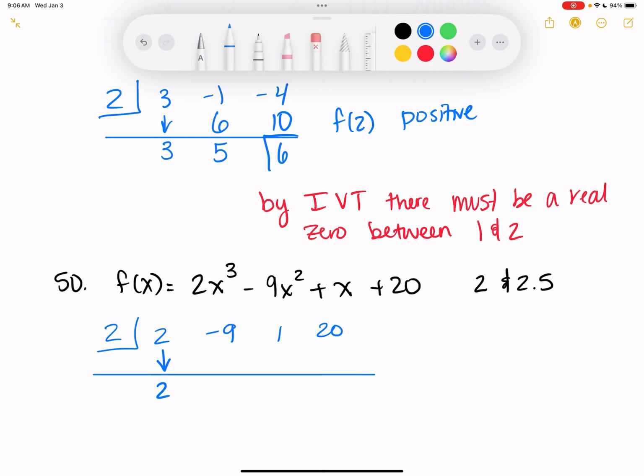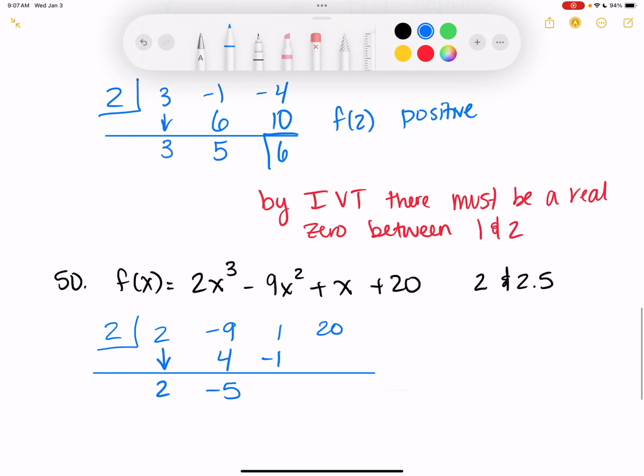Bring down the 2. So 2 times 2 is 4. 4 minus 9 is -5. Times 2 is -10. Plus 1 is -9, times 2 is -18, plus 20 is 2. So that means that f of 2 is positive.